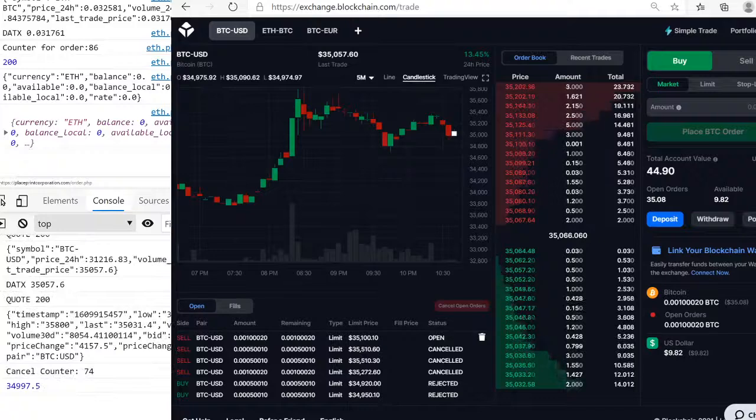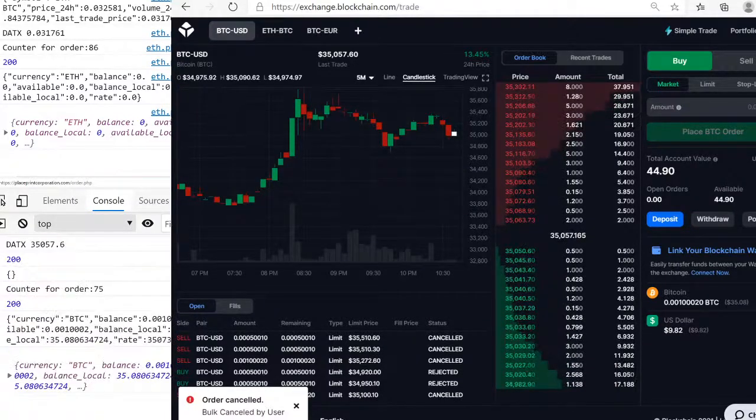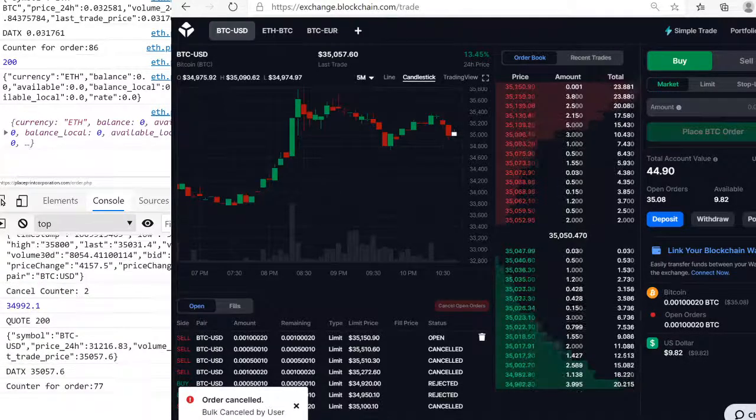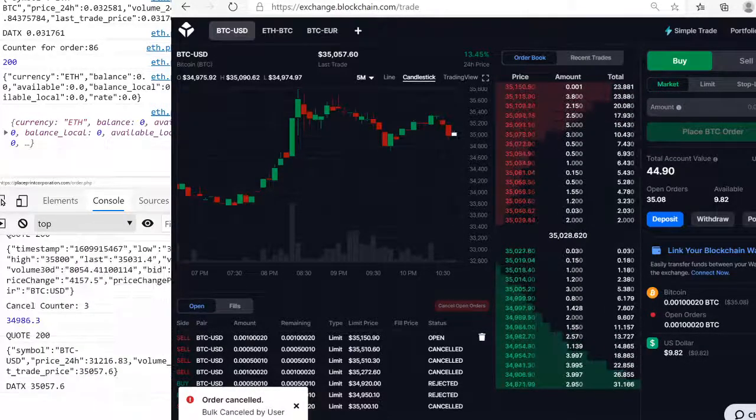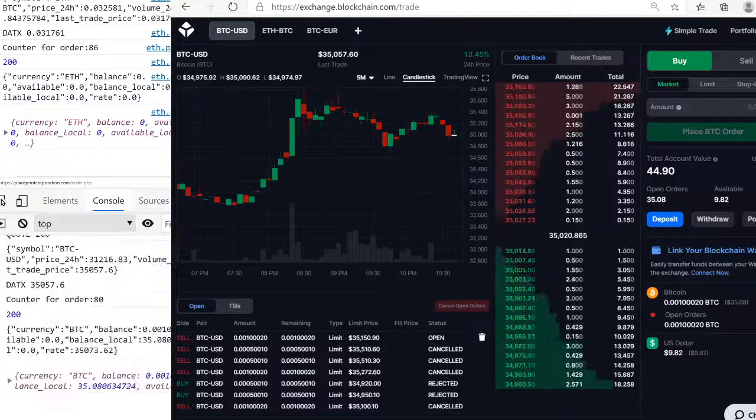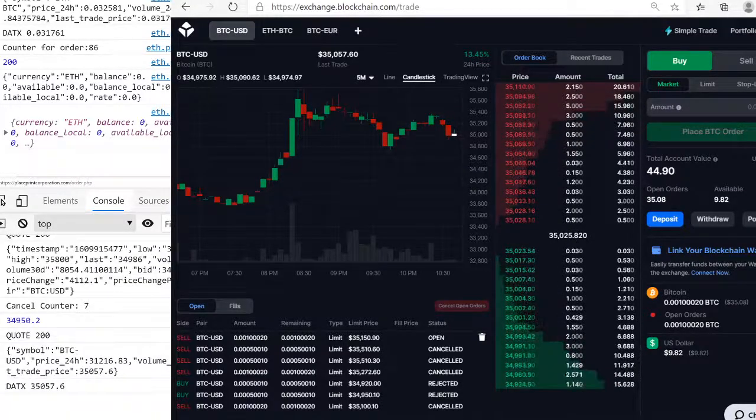Bid now 35,064, offer now 35,067, bid now 35,000. Okay, we got the order canceled, and we have a new sell order in at 35,150. So they pushed it up. It was at 35,100, now it's at 35,150.9. So the orders go at the very bottom when they cancel them. Yeah, that makes sense.